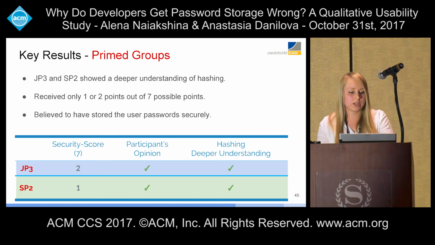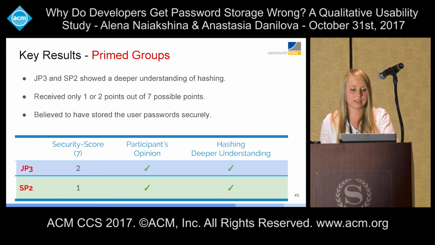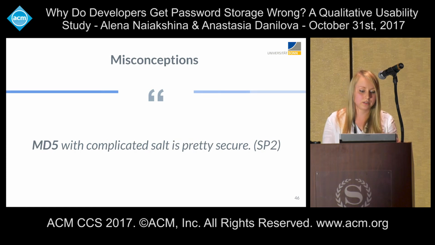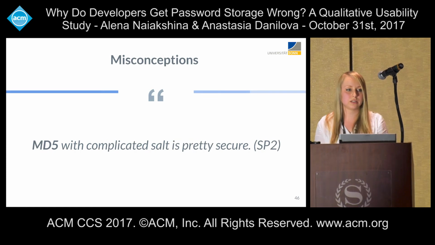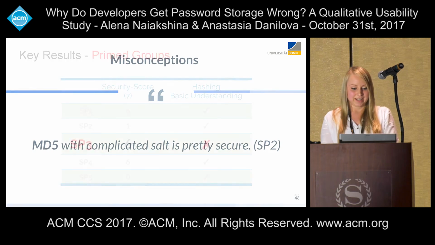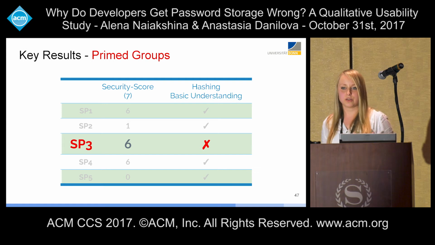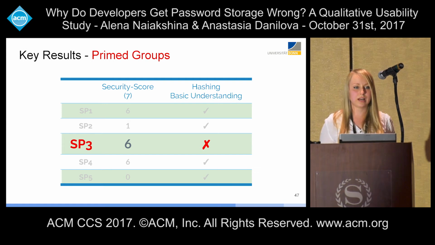Another interesting result is that JP3 and SP2 showed a deeper understanding of hashing. They received only 1 or 2 points out of 7 possible points for security, but still believe they have stored the user password securely. So quite interesting. SP2 mentioned MD5 with complicated salt is pretty secure, so this is the reason why they had only a few points. Also an interesting result, SP3 received 6 of 7 possible points without having a basic understanding of hashing or salting at all. He simply used a built-in library and received 6 of 7 possible points for security.